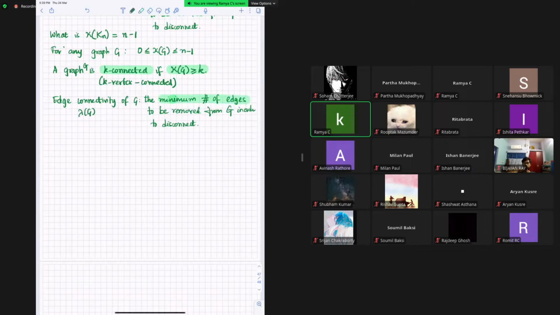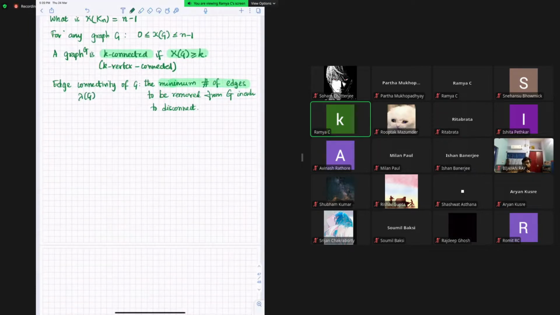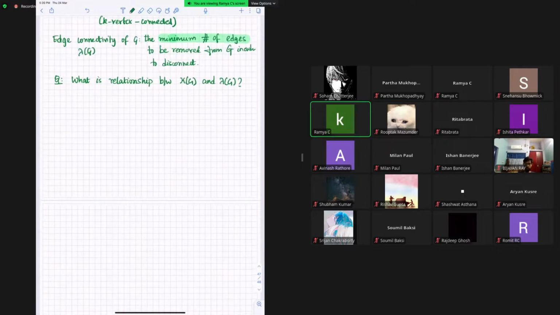So now we have a lot of things, right? We defined what connectivity of a graph is, what is vertex connectivity, what is edge connectivity. So the question is, what is the relationship between kappa of G and lambda of G? Okay. So before this, what did we see? We saw that kappa of G can be at most n minus 1, or it can be at most n, the way you think about it.